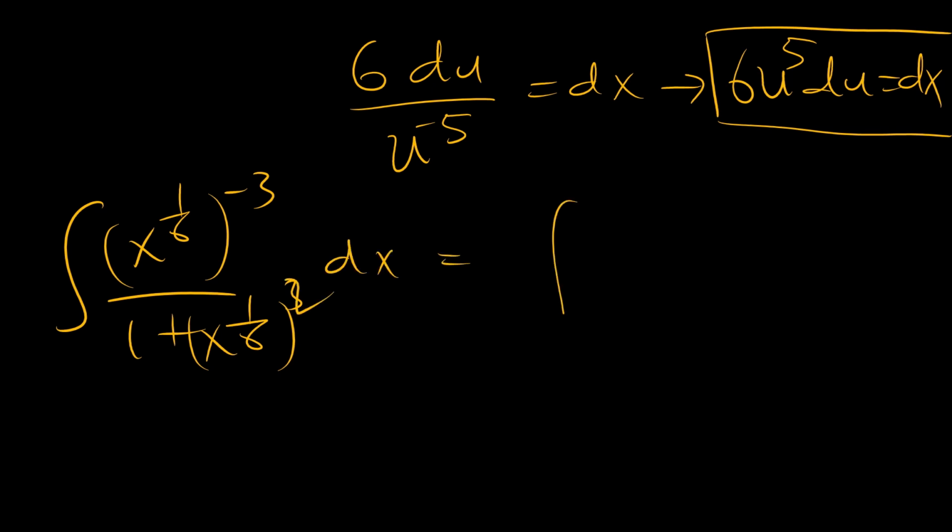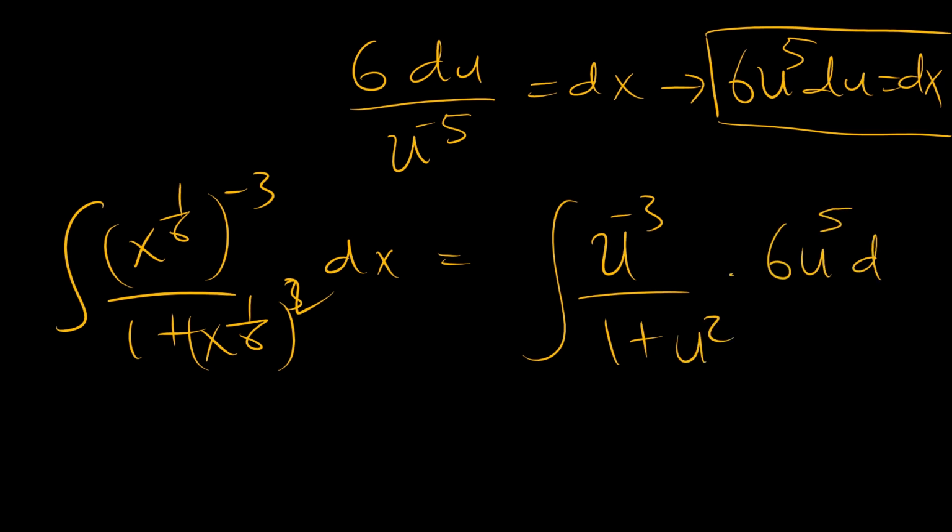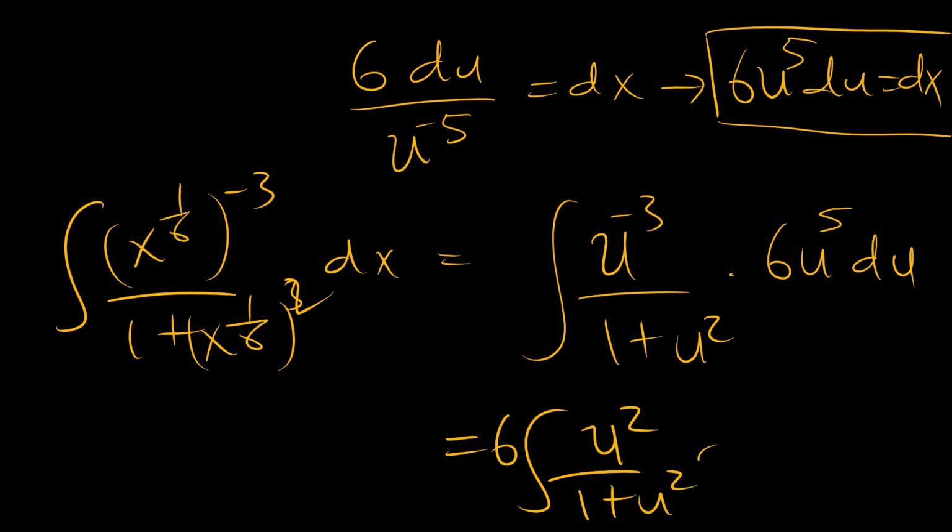equals u to the power negative 3 over 1 plus u squared, and then we have 6u to the power 5 du. And this becomes u to the negative 3 times u to the power 5, and if we pull 6 out, it becomes u squared over 1 plus u squared du.